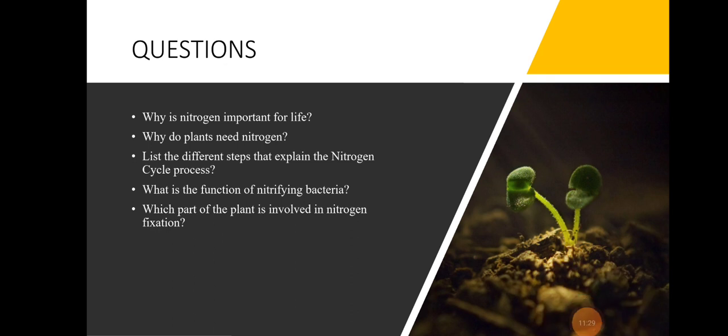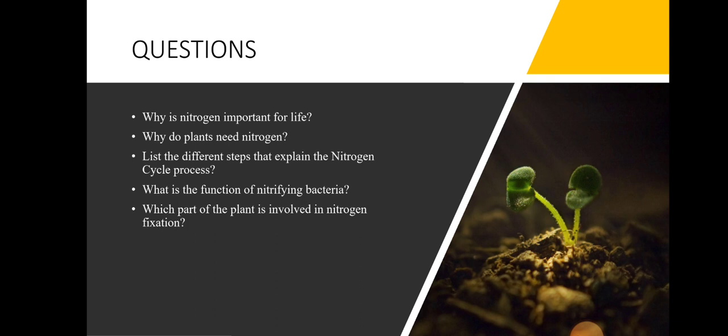And why is nitrogen important for life? Nitrogen constitutes many cellular components and is essential in many biological processes. For instance, amino acids contain nitrogen and form the building blocks that make up various components of the human body such as hair, tissues and muscles.